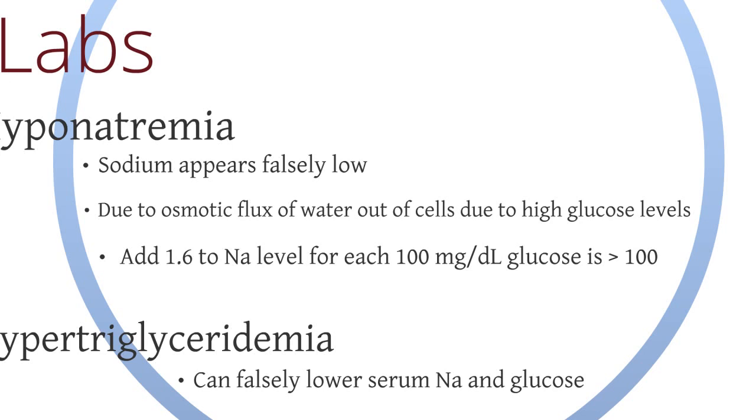For example, if someone has a glucose of 300 in DKA or HHS, you would, first, 300 minus 100 is 200, so I know that there's 200 elevation. So I will multiply 1.6 times 2 because there's two 100s above 100. That will give me 3.2. I'll add 3.2 to my sodium level to correct for this hyperglycemia/hyperketosis.